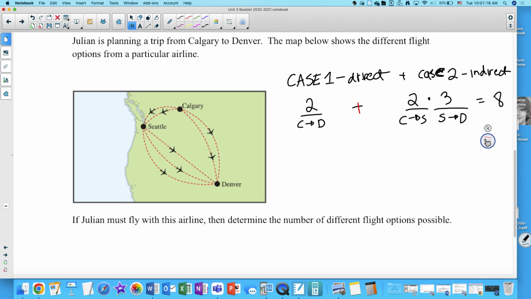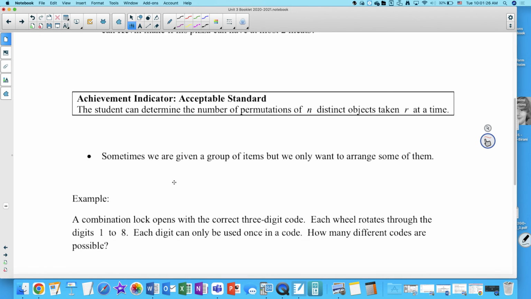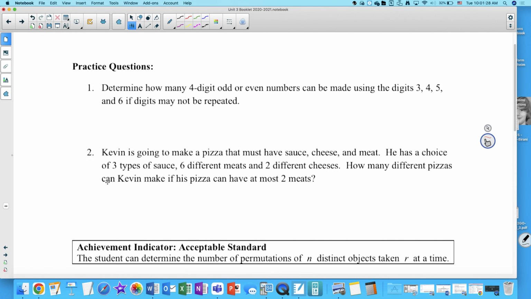Okay. All right. Questions so far? Cool. Okay. So I want you to try these two questions for a couple minutes, and then we will pick it up again.